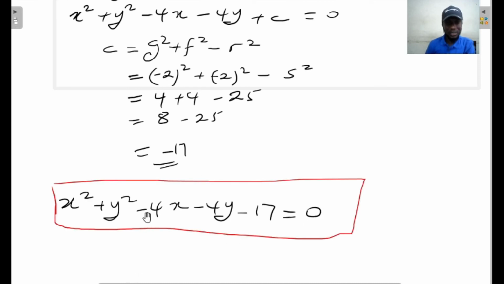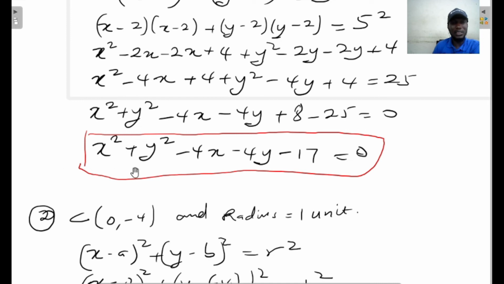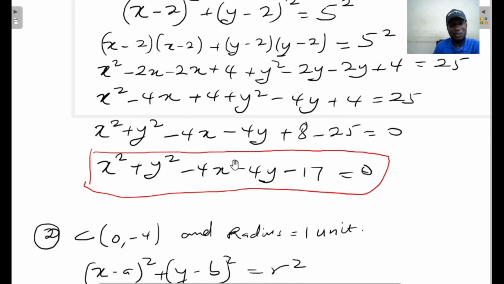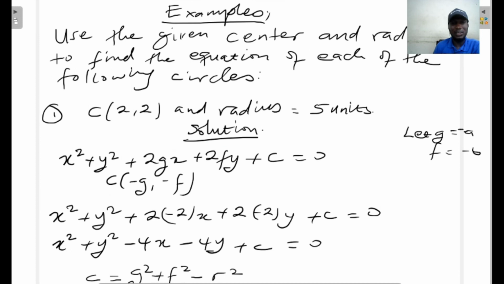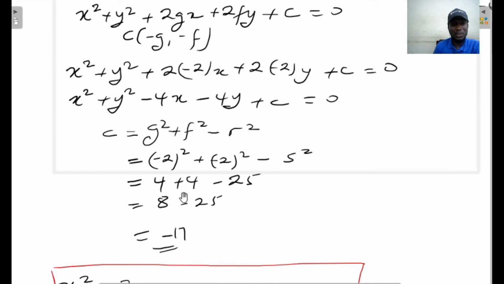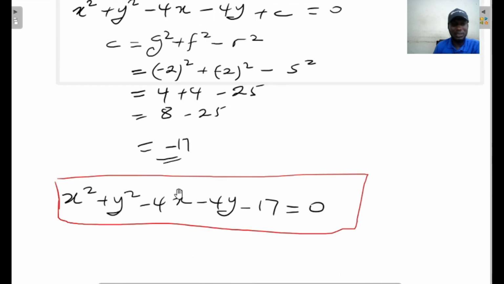So I'm sure this answer we got here as the equation of this circle, x squared plus y squared minus 4x minus 4y minus 17 equal to 0, is the same answer we got when we had the standard form, where we expanded to get our answer. It is the same thing. So that shows that any of the two can be used to find our equation. So we just have to show the one that we should master.